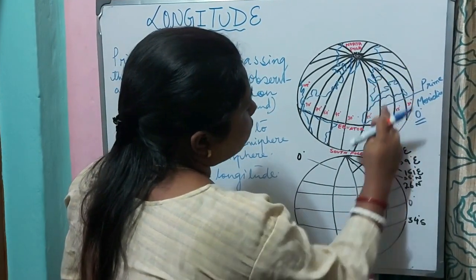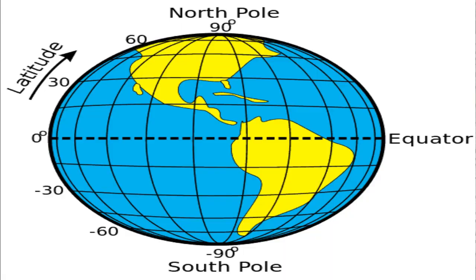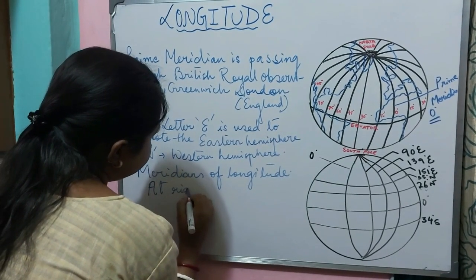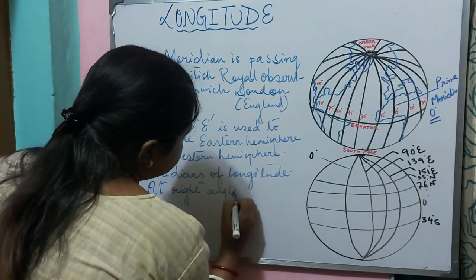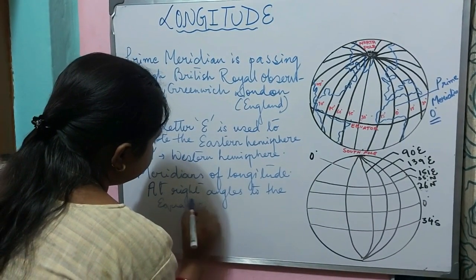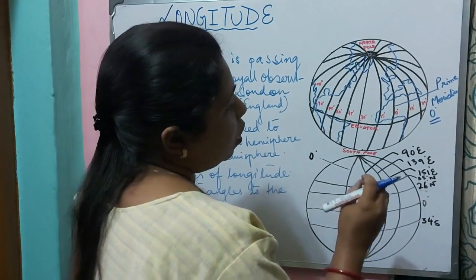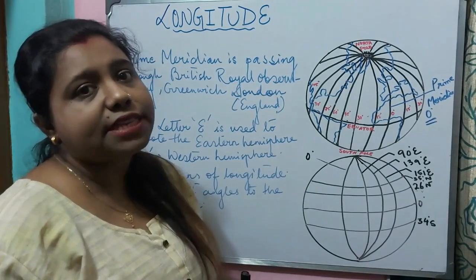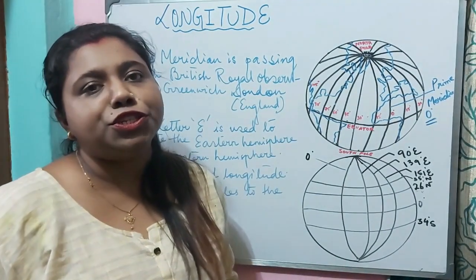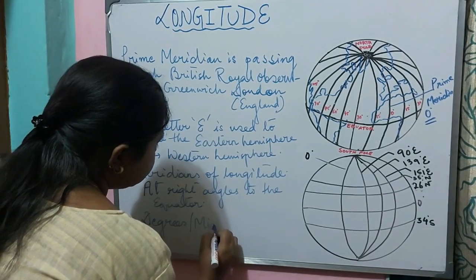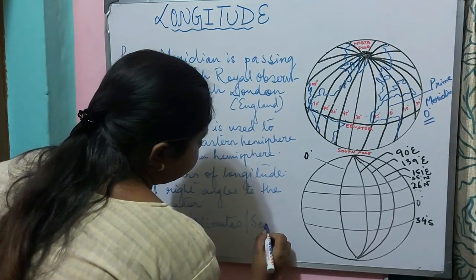You can see these are the longitudes and this is the equator, and the longitudes are at right angles to the equator. Each longitude is divided into degrees, and similarly the degrees are divided into minutes and minutes are divided into seconds. So they are divided into degrees, minutes and seconds.